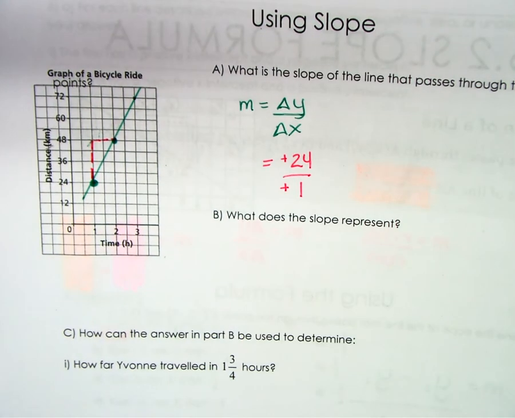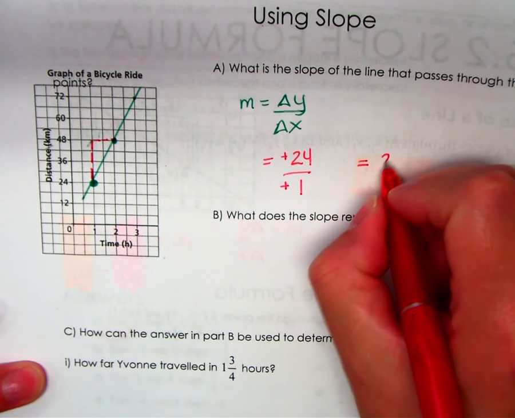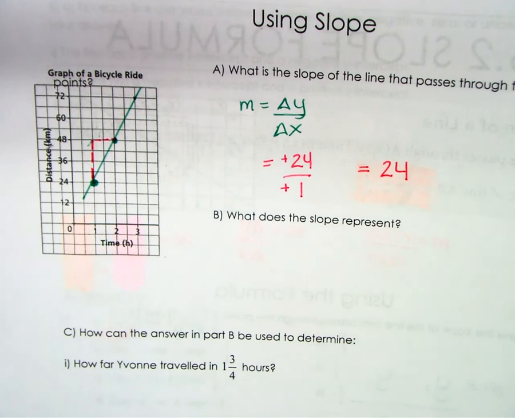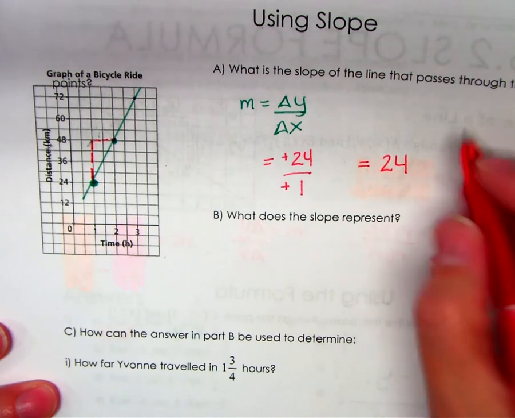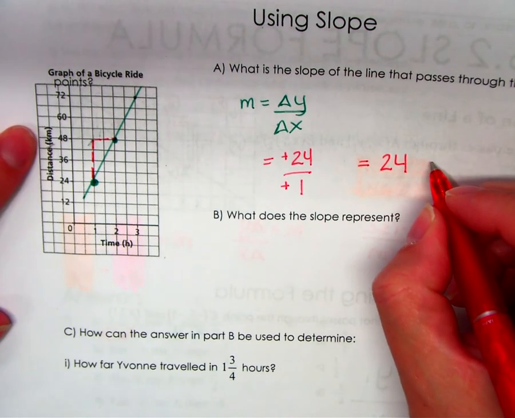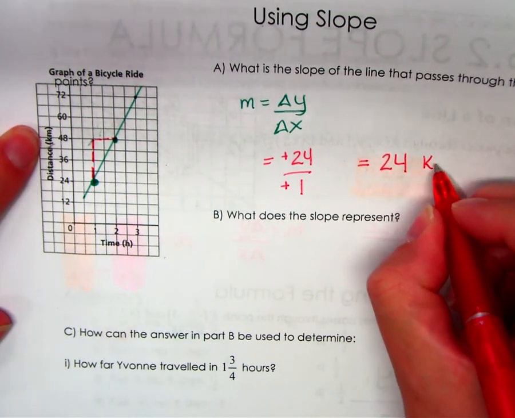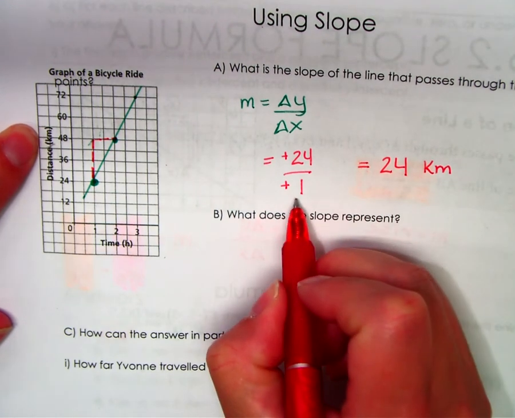So what's the slope of this line? 24 kilometers per hour. So the slope is a positive 24. So we know that up and right are positive, down and left are negative. Okay? What does the slope represent? 24 kilometers per hour. Okay, so you're telling me there is a unit on this. So kilometers are on the y, so that would be my numerator. What's my denominator? It's 1.